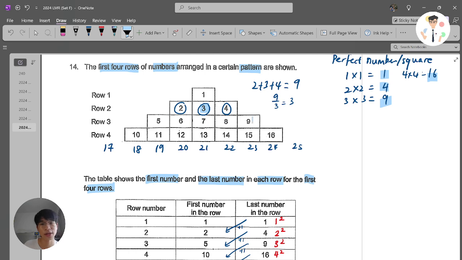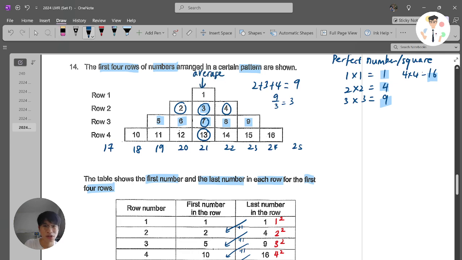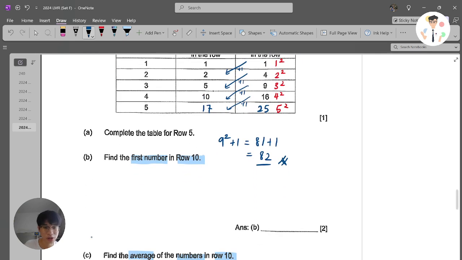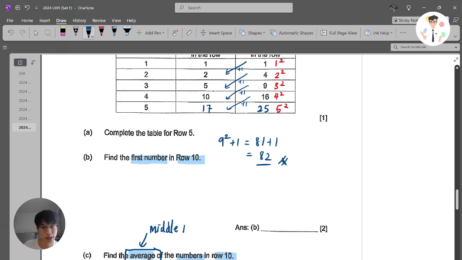The same if you go for the next one: 5, 6, 7, 8, 9. 5 plus 9 is 14. 6 plus 8 is 14. So I have 28. 28 plus 7 is 35. 35 divided by 5 numbers is 7. So you'll notice that the middle number is actually always the average. So when the question asks for the average of the numbers in row 10, you can understand it as the middle number. Correct. And how do you find the middle number?